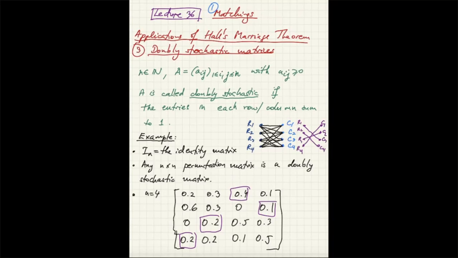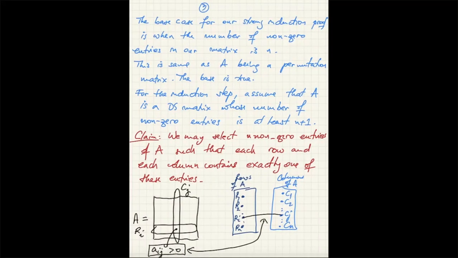So this transversal, if we go back here, this is our claim that we may select n non-zero entries from A. So non-zero actually means positive entries of A, such that each row and each column contains exactly one of these entries. This assertion is equivalent to this graph. Let's call it gamma. Gamma has a perfect matching.